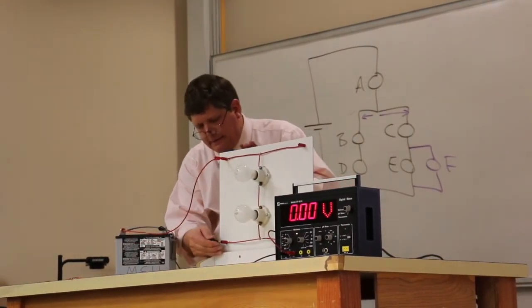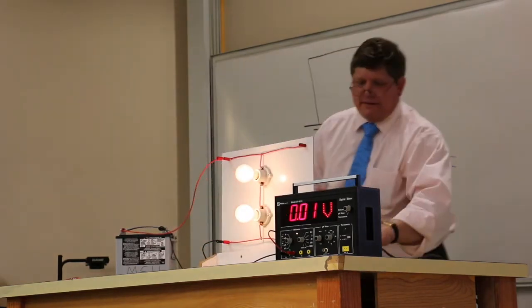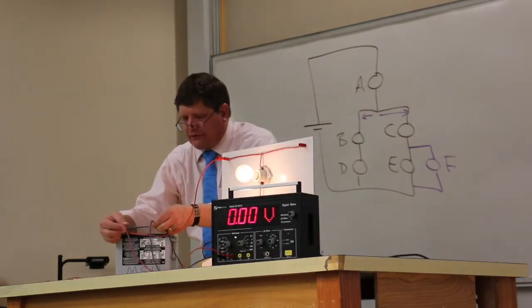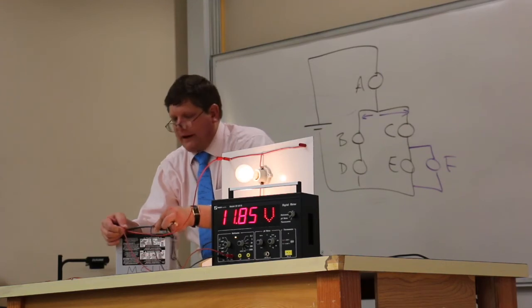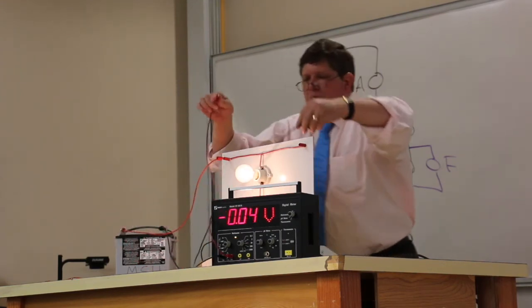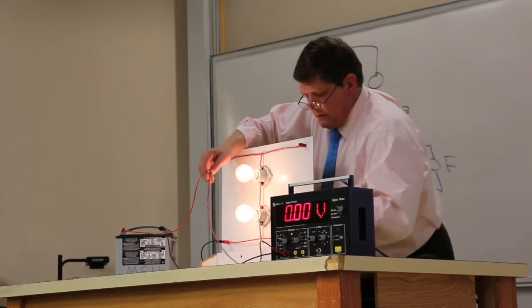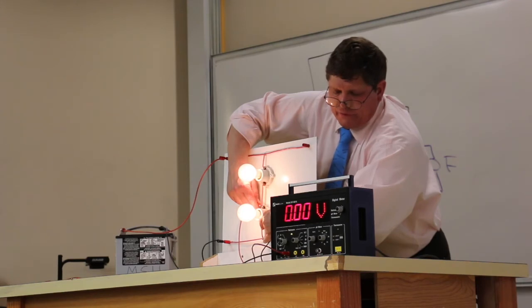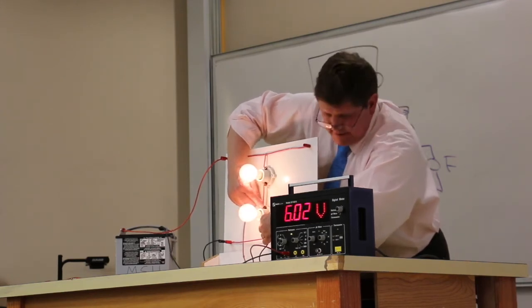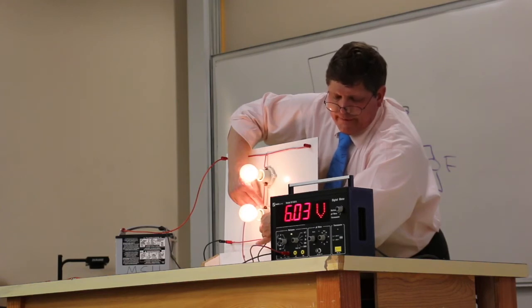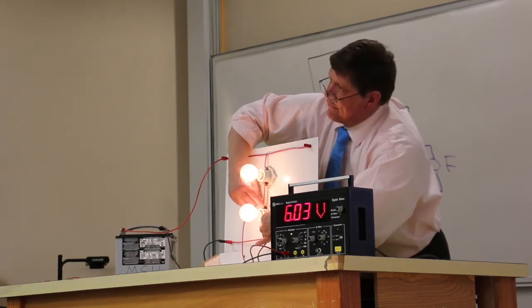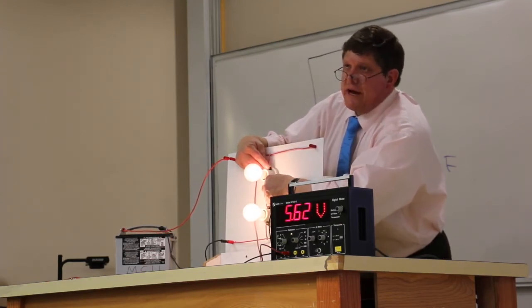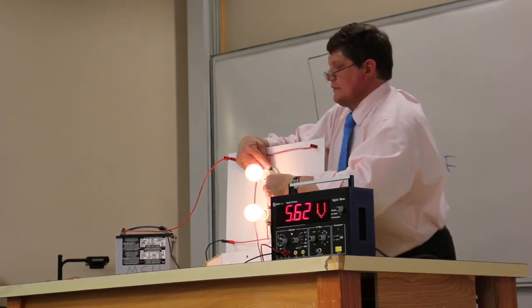And you see that these are less bright than the single bulb. In a perfect world, I would get 12 volts across the battery. Here I get 11.85. And across each bulb, what I would get is about half of that. So you see here, I get about 6 volts. Now, if I double that, I'm going to get more than 12, right? Well, you see that these bulbs are not completely identical.